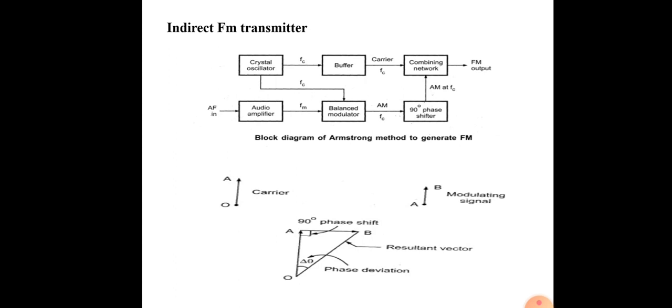Okay, in the upper part, the noise in the carrier signal will be reduced by the buffer. Then that FC and also the AM at FC will be combined together by using the combining network. At last it provides the FM output. And then the phase shift is shown in the figure: the 90-degree phase shift, then the theta value, and then the resultant vector.